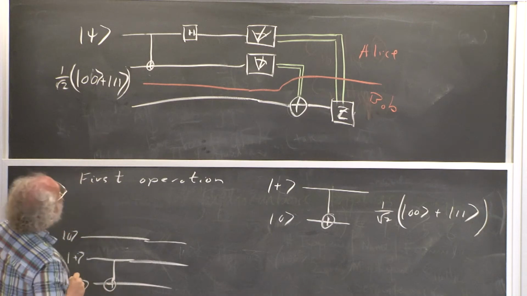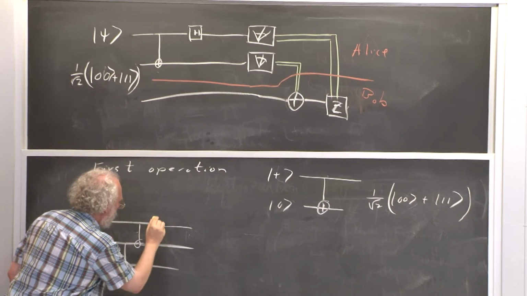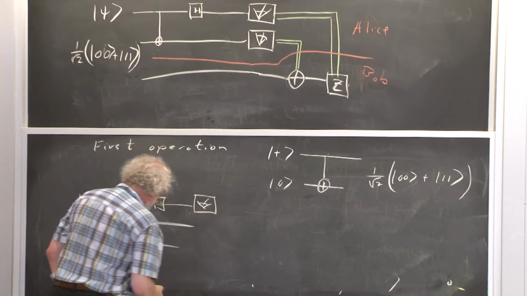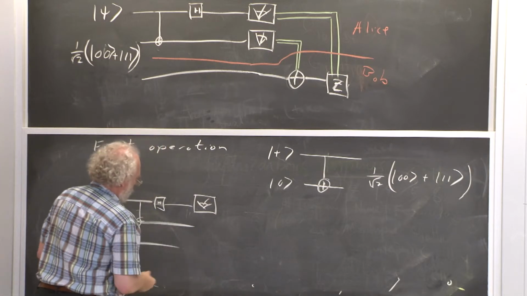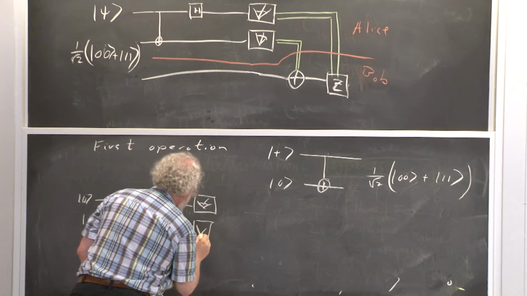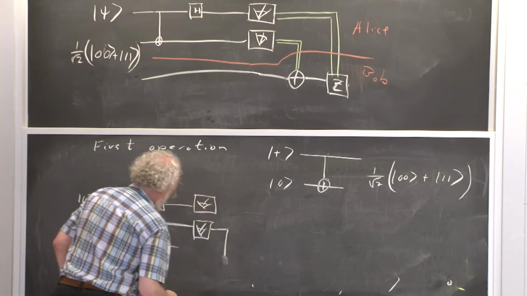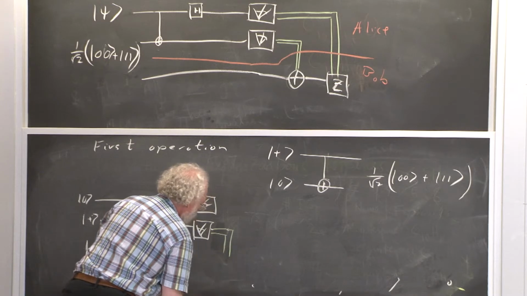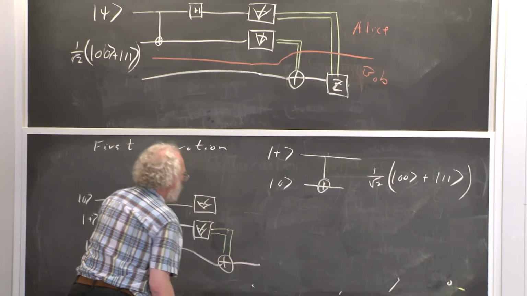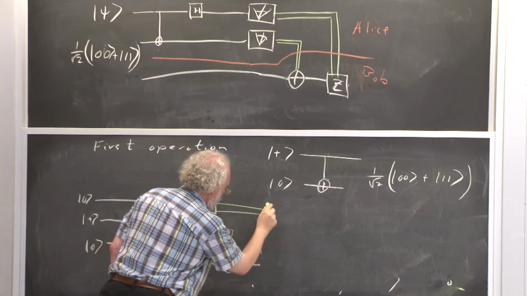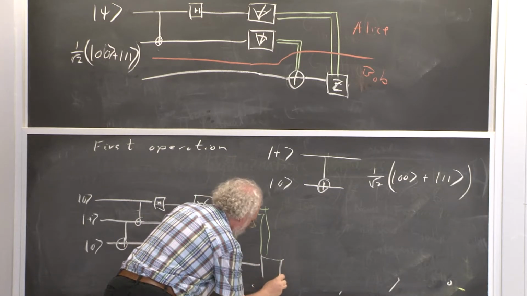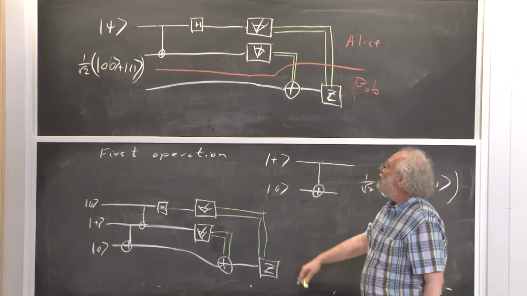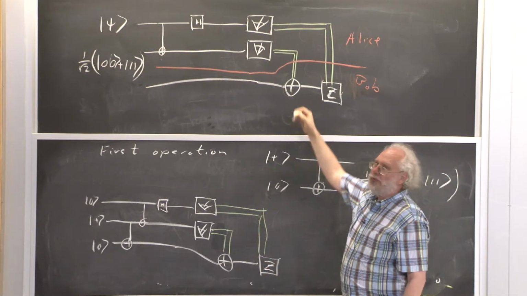I'm going to put a control not here, and then a control not here, and then a Hadamard, and then two measurements, and a classically controlled X, which I guess I should be drawing in green. And a classically controlled Z. So this does the same thing as this circuit. So if you can prove that this one teleports, you can prove this one teleports.